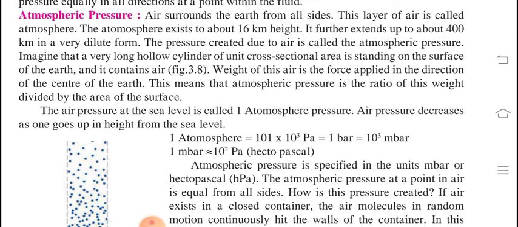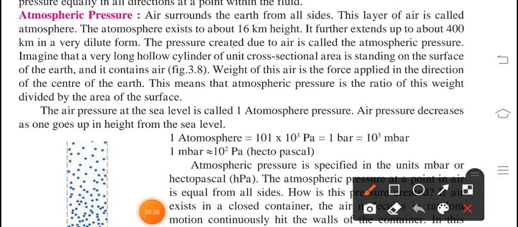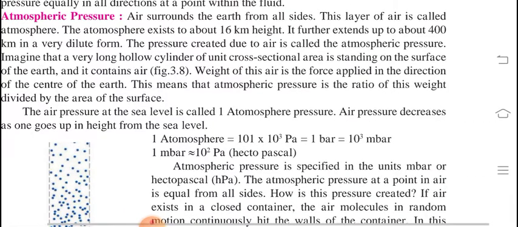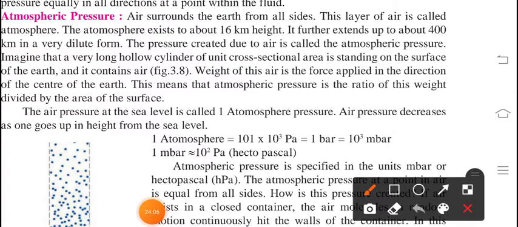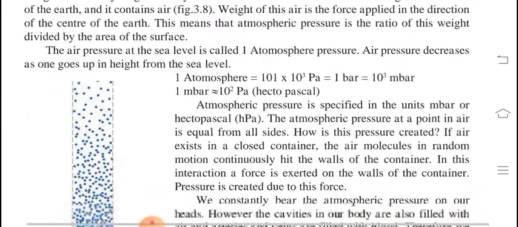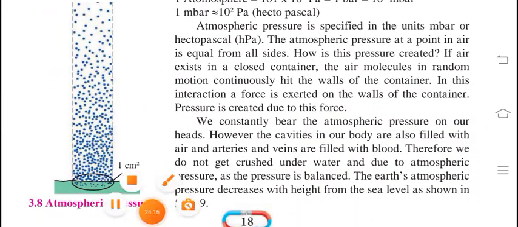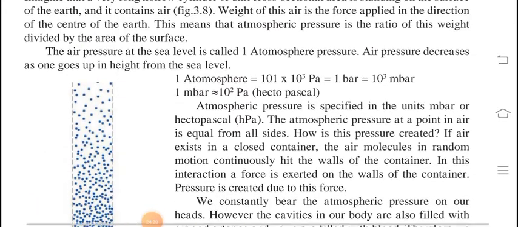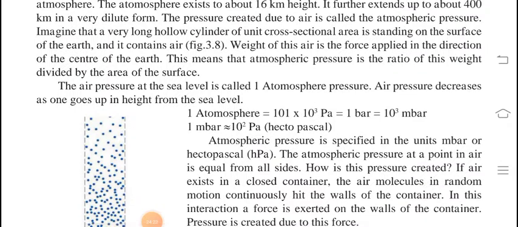The pressure created due to air is called atmospheric pressure. The pressure present in the air is atmospheric pressure. Imagine a very long hollow cylinder of unit cross-sectional area standing on the surface of the earth and containing air. Here is the figure for the same.